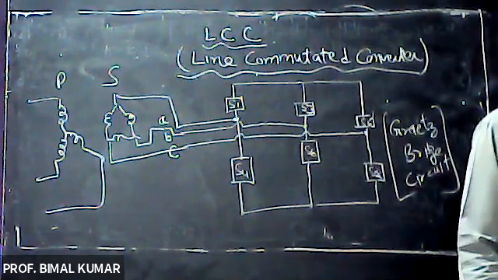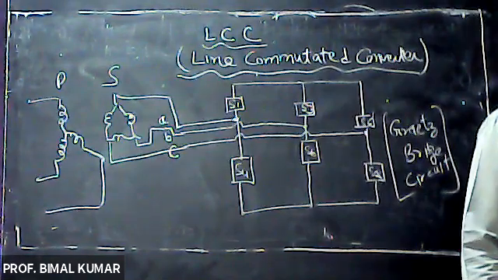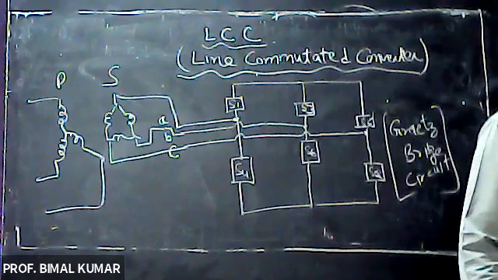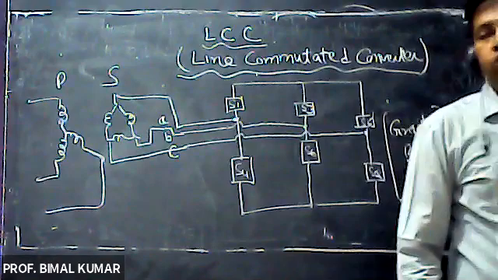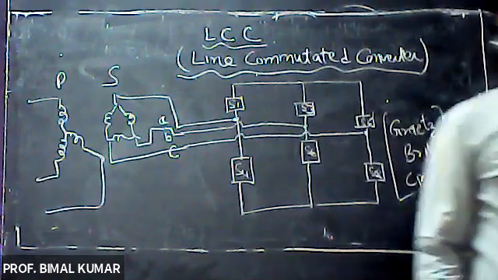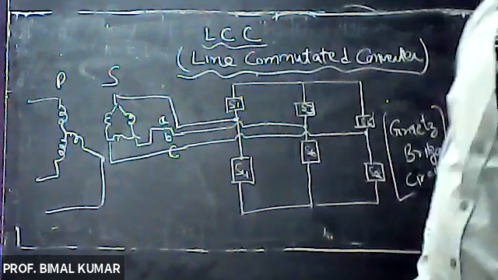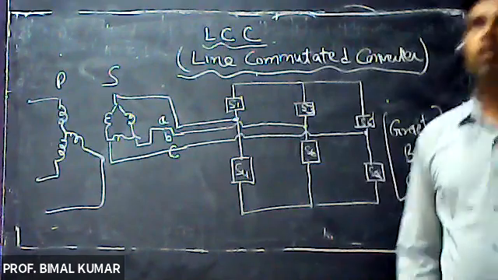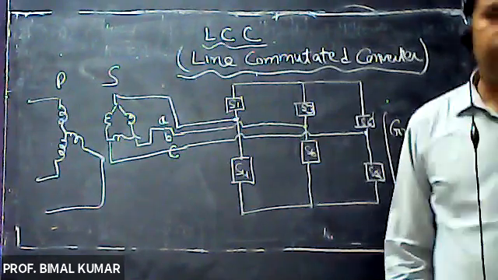whereas in the case of VSC, that means voltage source converter, we are using IGBT in place of thyristor valves. In the case of LCC, we are using thyristor valves. In the case of VSC, we are using IGBT, right?